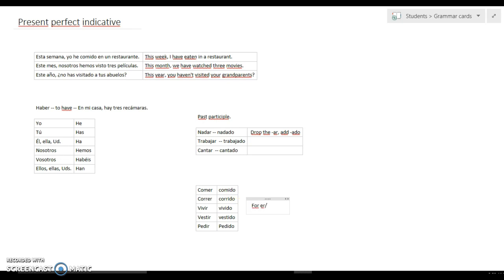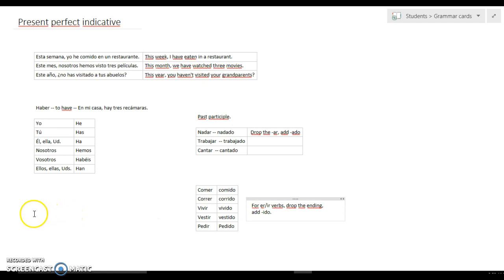for ER and IR verbs, drop the ending, add ido. Okay, so just about any ER and IR verb is going to follow that rule. Drop the ending ER, IR, and add ido.